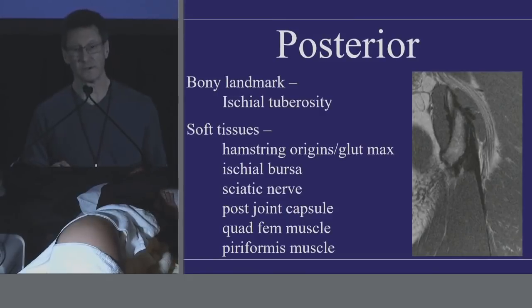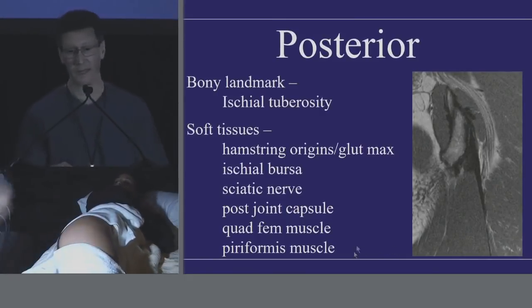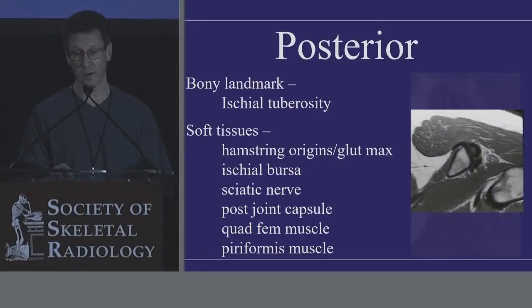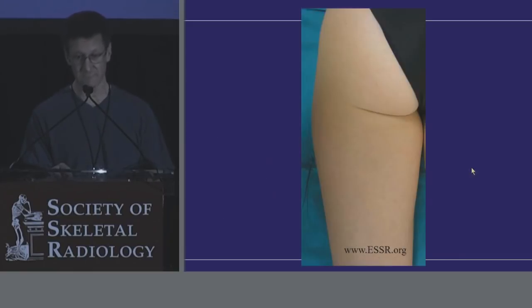Good. So now we'll go posterior. Patient's laying prone. The bony landmark for that is going to be ischial tuberosity. Here you can see on a longitudinal, on a coronal MR, here on a short axis MR. And then the soft tissues around it are going to be those that are listed here. But we're going to use the ischial tuberosity as our bony landmark to find those things.